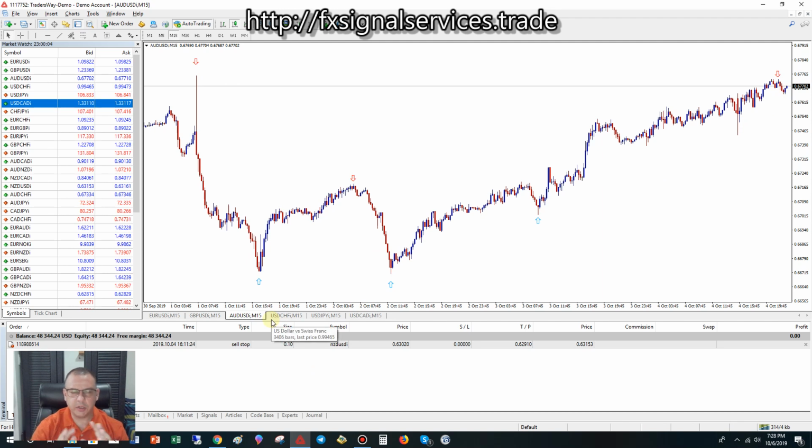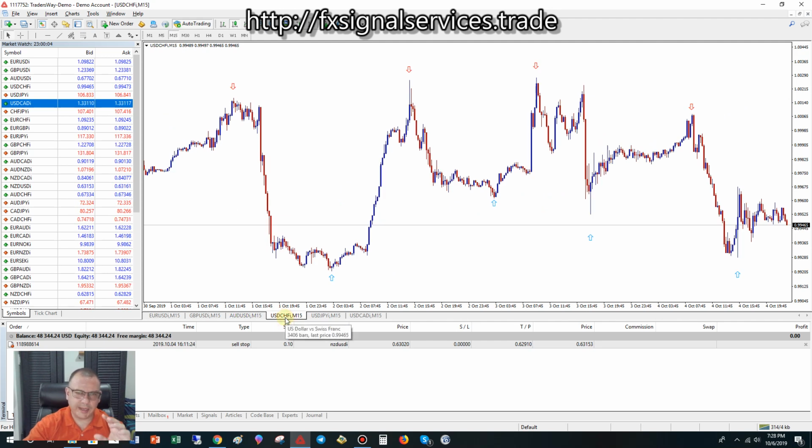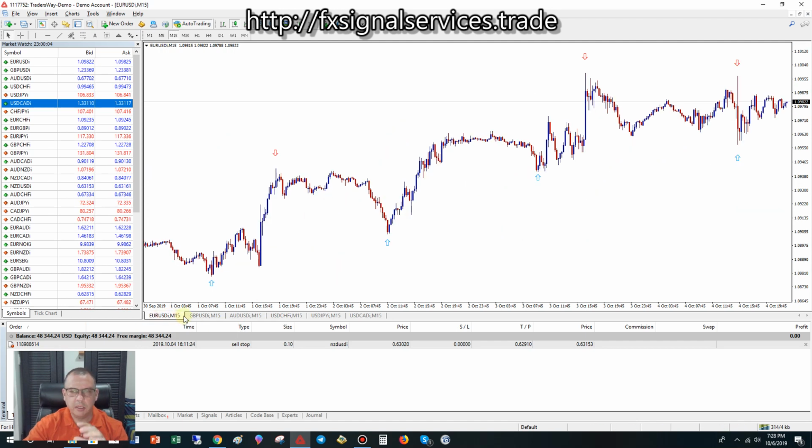Now, if these pairs were going up, USD pairs should be going down, right? And we kind of see that on the USD Swiss franc, for example here. This ended lower than where it started, but there was a lot of fighting up and down, so more or less it was a range market. And that's kind of what I predicted last week, that this would be more or less a range market.